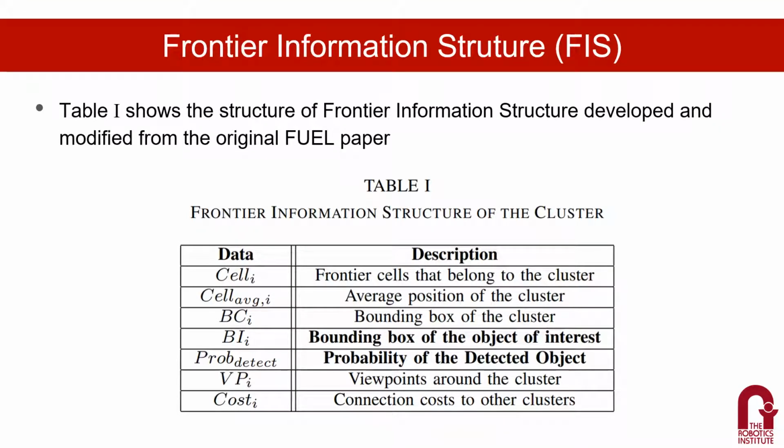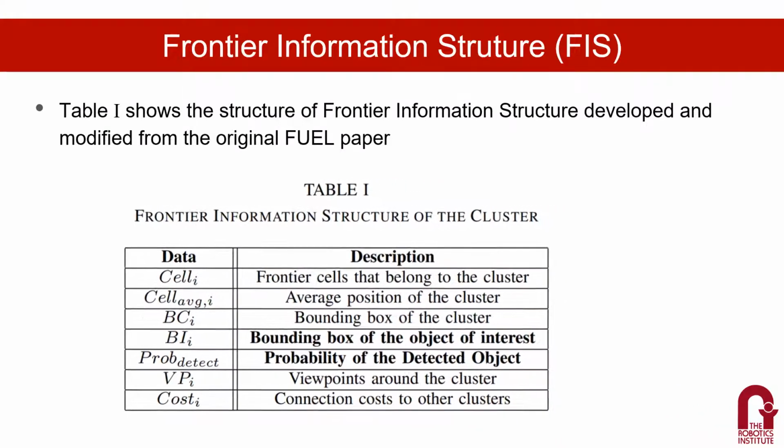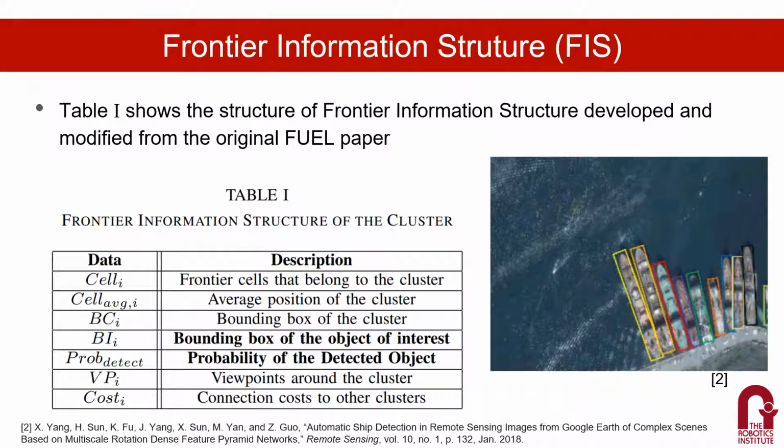For Frontier Information Structure, we add two modifications to the original FIS in the FUEL paper. FIS contains information about frontier cells that belong to the cluster, average position of the cluster, bounding box of the cluster, bounding box of the object of interest, which is our first modification, probability of the detected object, which is our second modification, viewpoints around the cluster, and connection costs to the other clusters. For example, let's see this picture. In this picture, the ships are detected and the bounding boxes are drawn around them. We store the information about the bounding box and the confidence probability of detection in FIS.